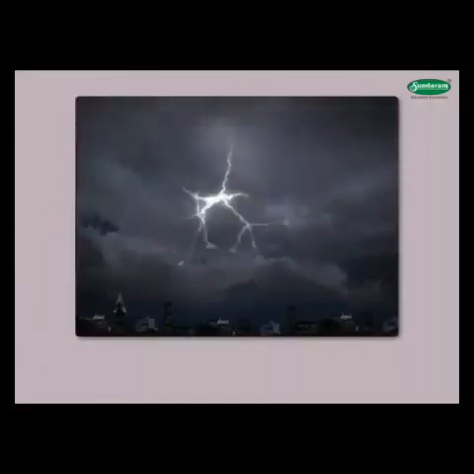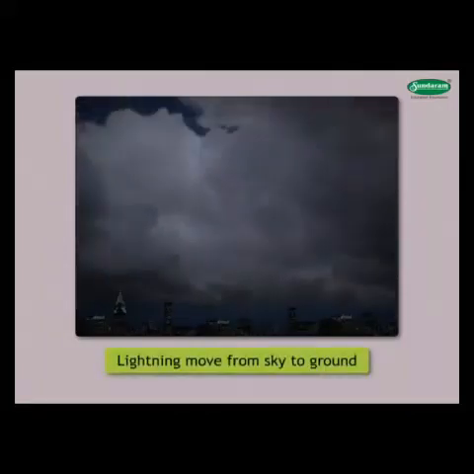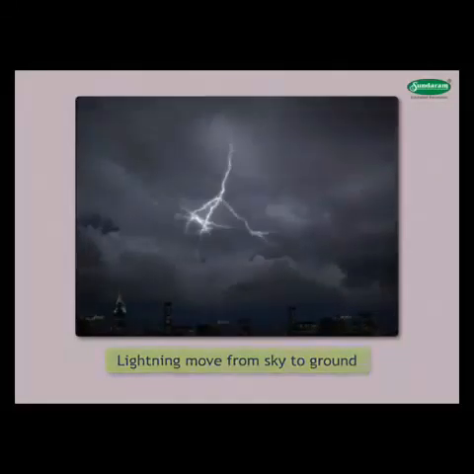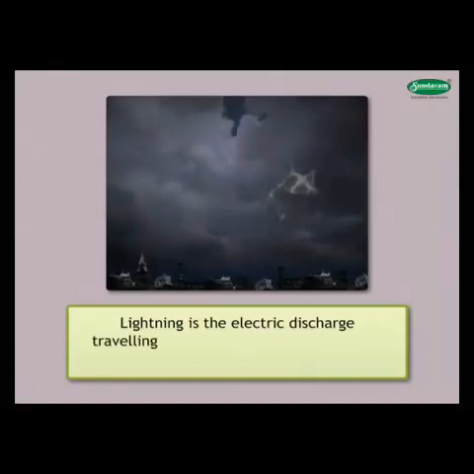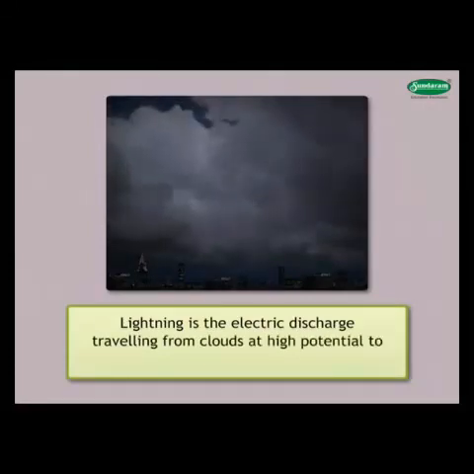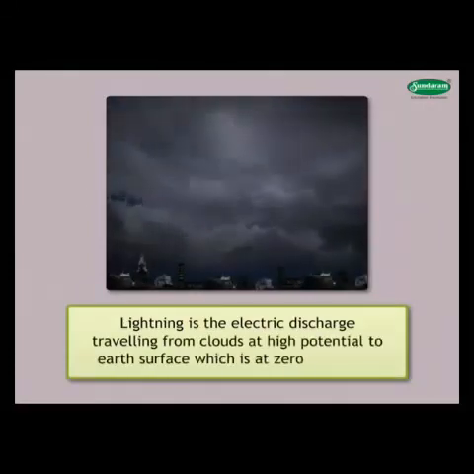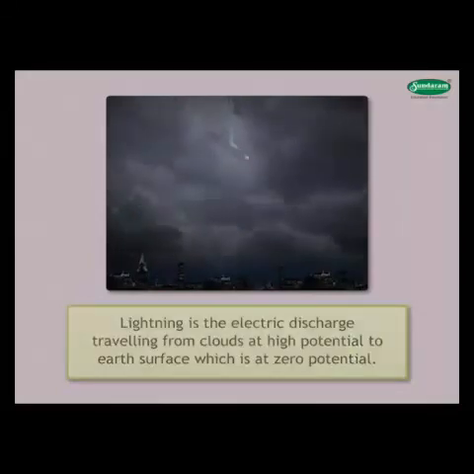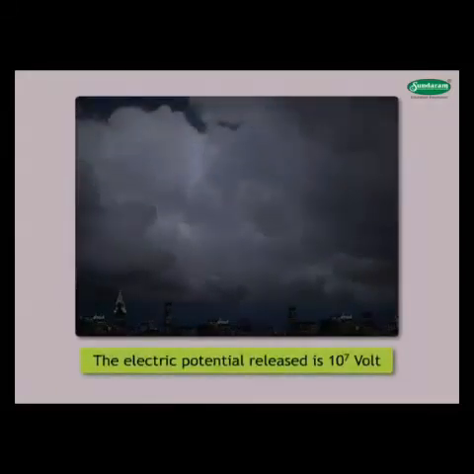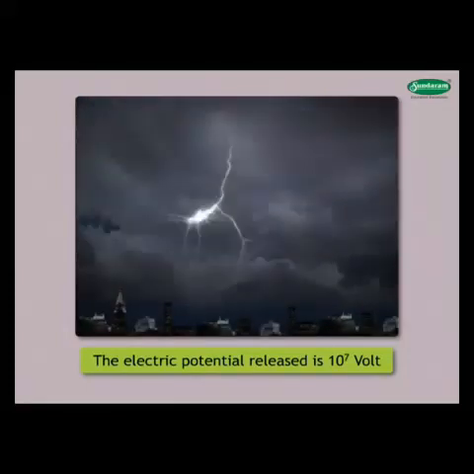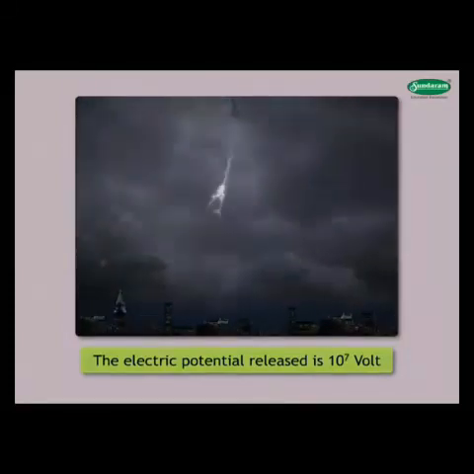Is it possible that the lightning can move from ground to sky? No, but you have seen lightning move from sky to ground. Lightning is the electric discharge traveling from clouds at high potential to Earth's surface, which is at zero potential. The electric potential released in this process can be as great as 10^7 volt.